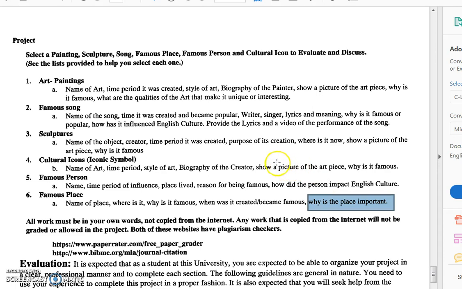So those are the 6 categories, or the 6 topics, and you're going to pick one of these each week. You can do it in any order. You can do famous place in week 1, famous person in week 2. You can go backwards. You can pick anything you want.